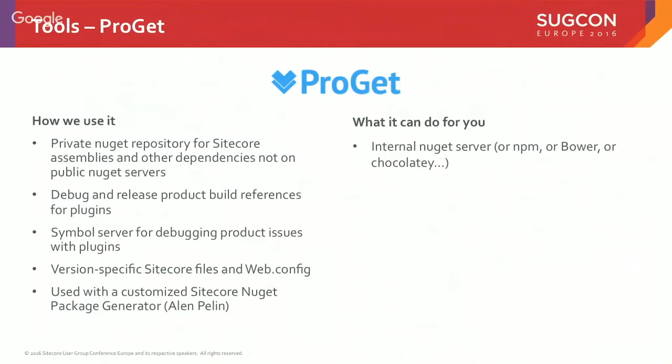For our Sitecore assemblies, we actually use a customized version of the Sitecore Nuget package generator. And one of the reasons for that is that we include the version-specific Sitecore web config in the Nuget package, and I'll get to that. But ProGet could be a great option for you guys. There's also MyGet out there as a private Nuget repository option. But ProGet can also function as a server for NPM, Bower, and Chocolatey as well.